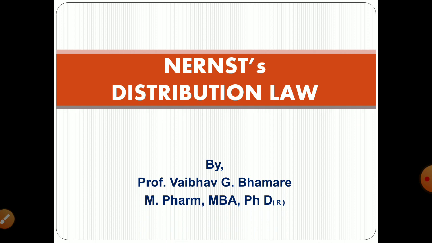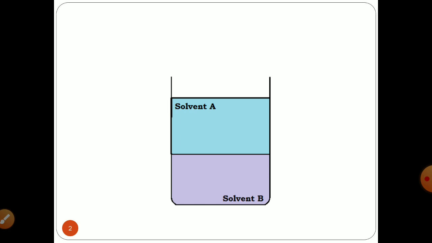In this session, we will discuss Nernst distribution law. Suppose you have two solvents, solvent A and solvent B. These two solvents are non-miscible with one another. As they are non-miscible, they will form a layer between them.